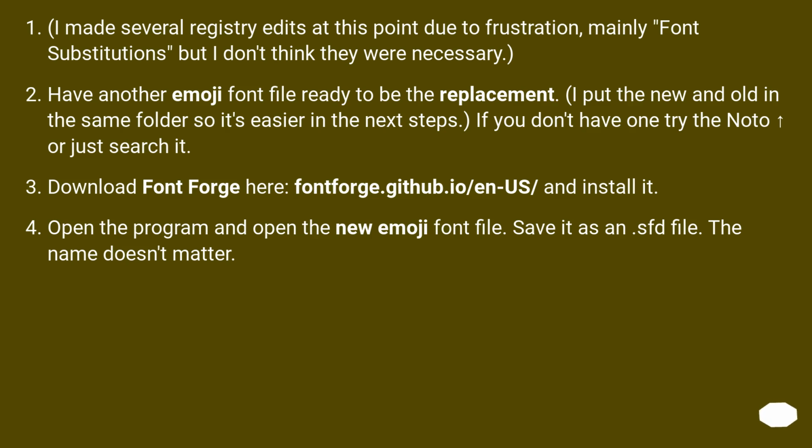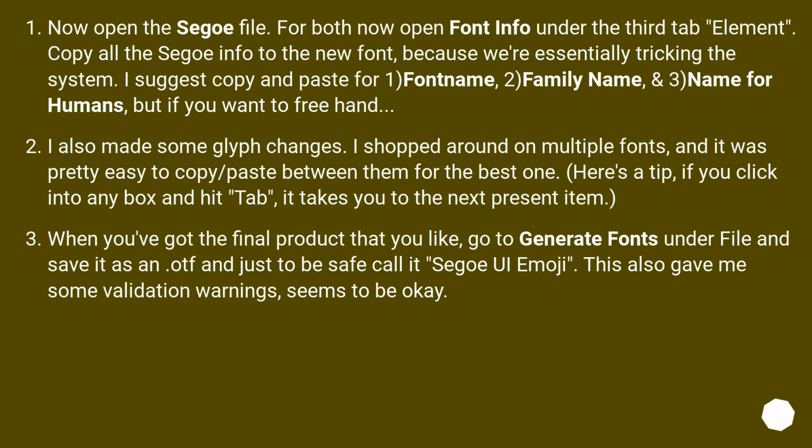Download FontForge here, fontforge.github.io, and install it. Open the program and open the new emoji font file. Save it as an SFD file. The name doesn't matter. Now open the Segoe file. For both, now open Font Info under the Element tab. Copy all the Segoe info to the new font, because we're essentially tricking the system.